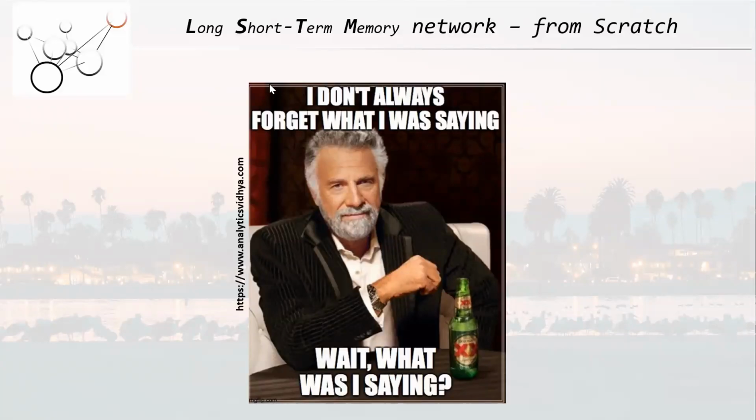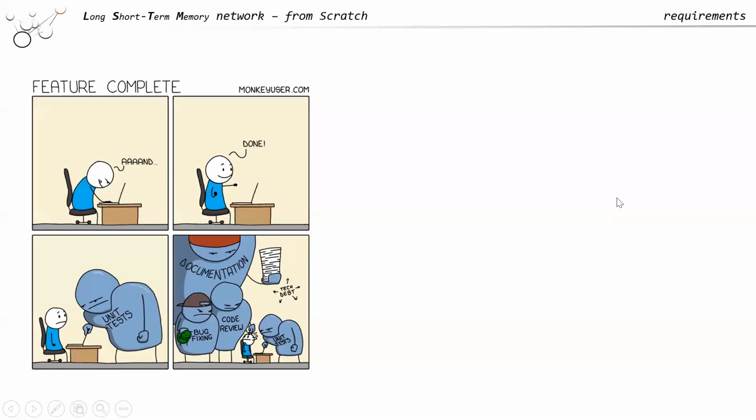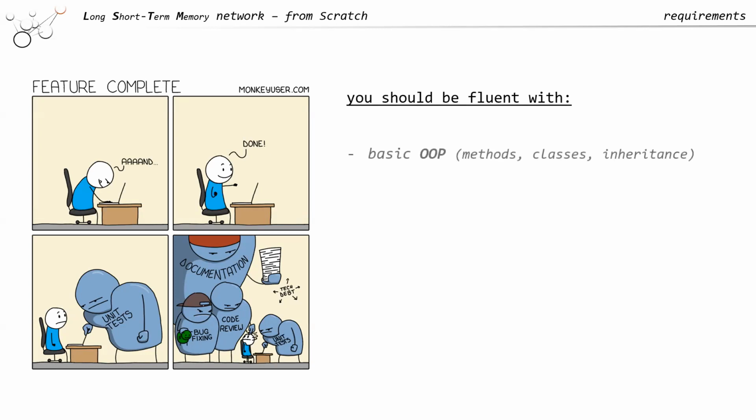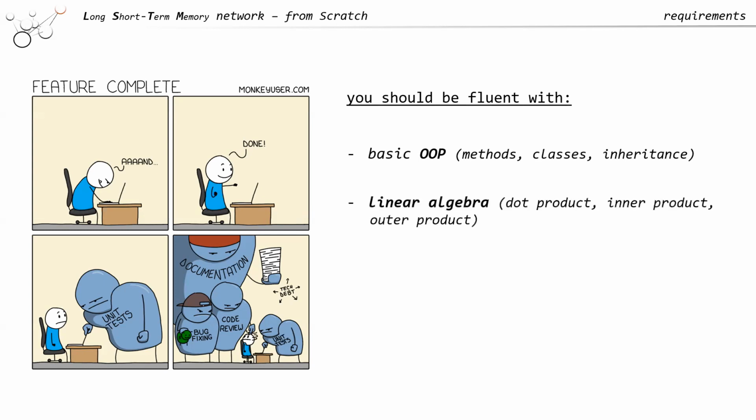In this course, we want to create a long short-term memory or LSTM network in Python from scratch. And if you want to start with this lecture and want to join me, you're going to need a few prerequisites. So for example, you should be fluent with basic OOP operations and, for example, methods, classes, and inheritance. And of course, we're going to need some linear algebra, dot products, the inner product, the outer product, in principle, how you multiply vectors and matrices.